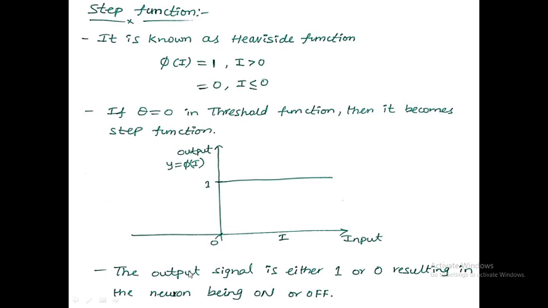Here the output signal is either 0 or 1, which results in the neuron being either on or off. Whether the neuron is off or on can be decided by this activation function using the step function, because the output you are getting is either 1 or 0: 1 means on, 0 means off. Neuron activation function.